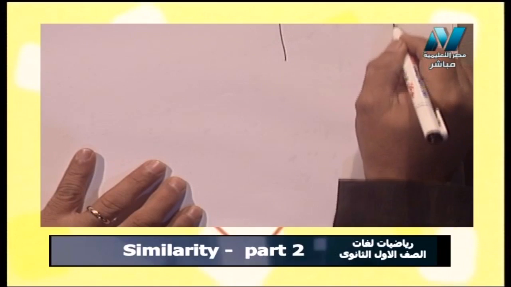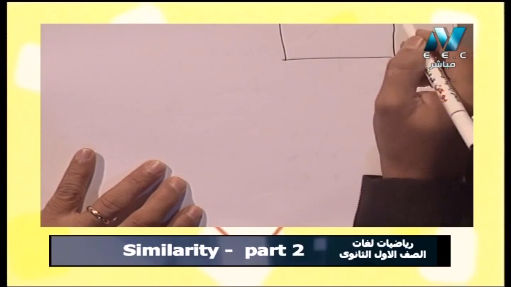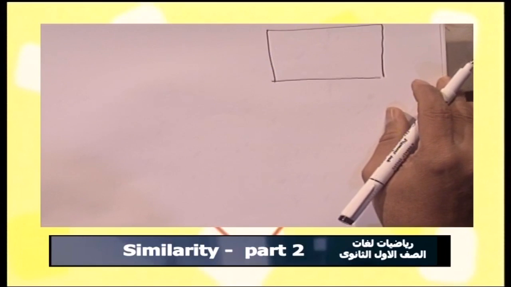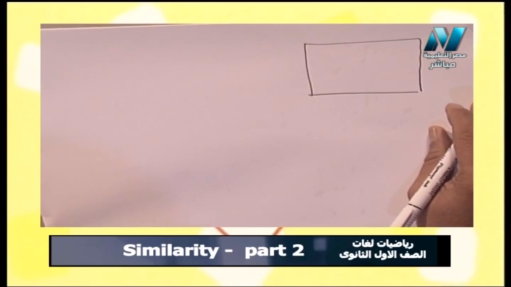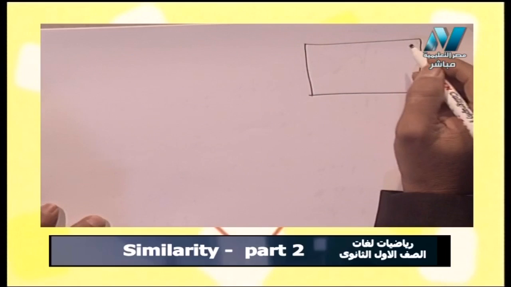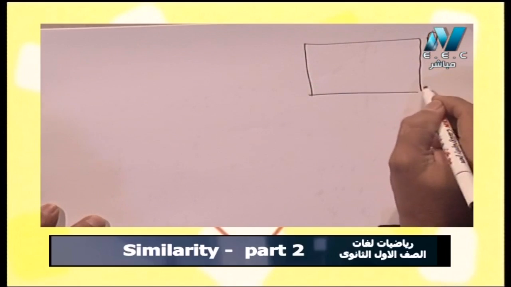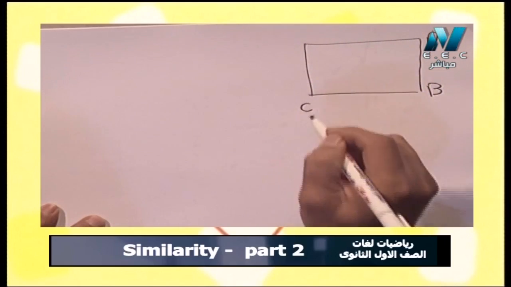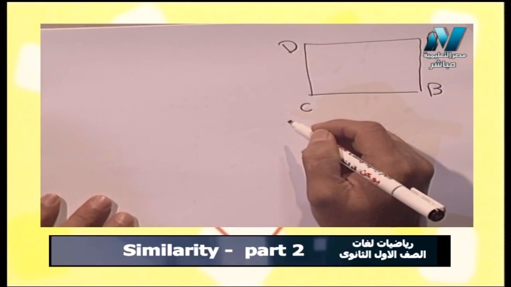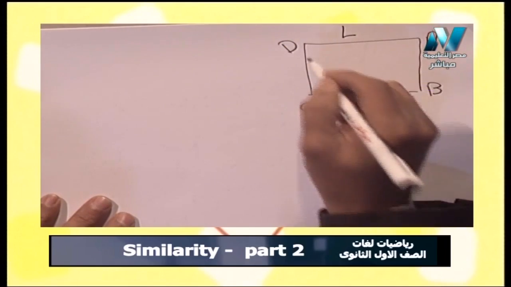My dear students, again we have similarity part 2, and try to concentrate with me. We have here the school book question. Here we have a rectangle, so concentrate with me. Okay, we have here A, B, C, D.